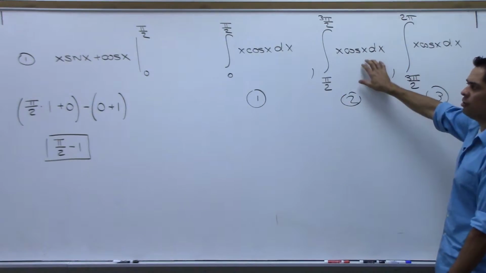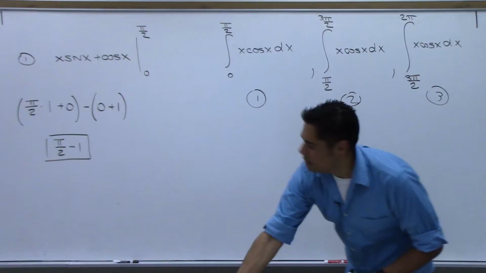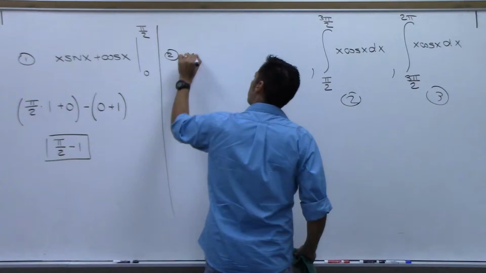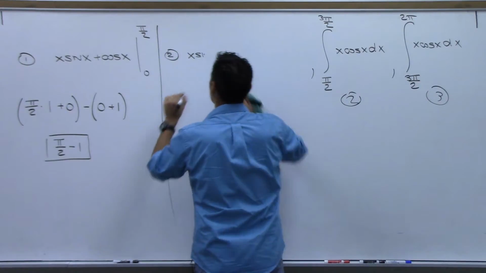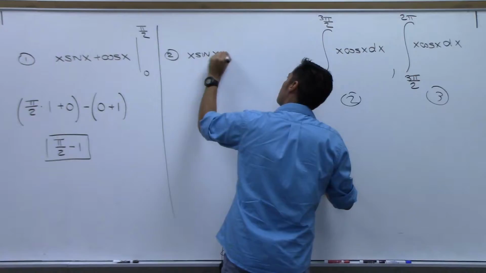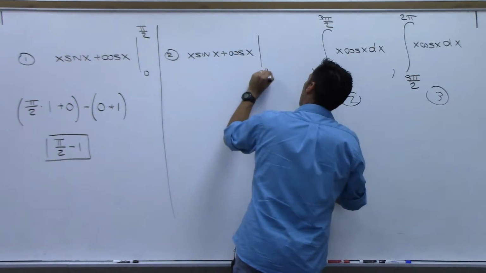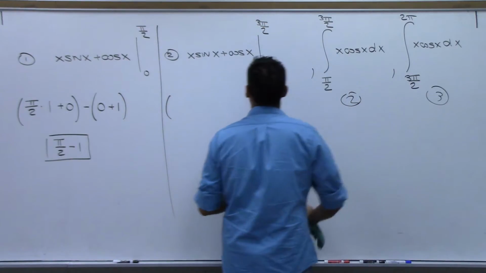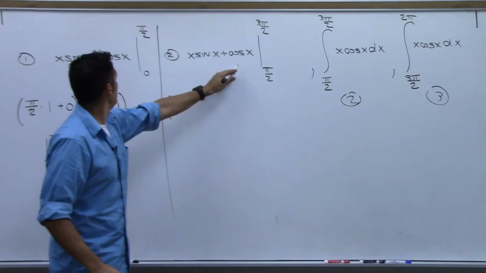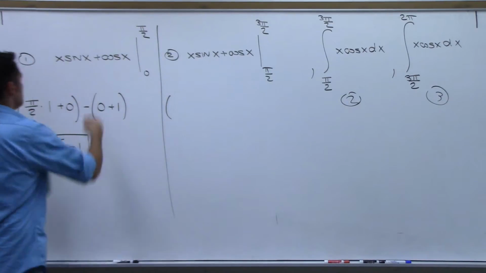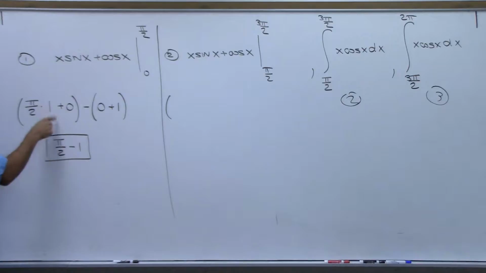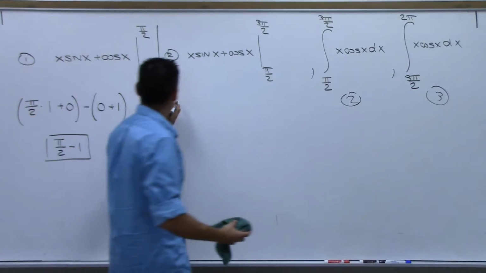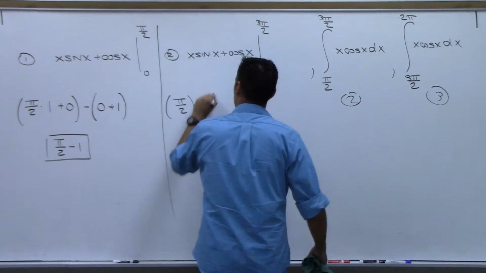Now let's do this one. Sorry, we did that one. Let's do 2. So for 2, it's the same antiderivative: sine x plus cosine x. This time pi over 2 to 3 pi over 2. So I'm going to plug in pi over 2 in here. Didn't we just do that? What happened when we plugged pi over 2 into this? We did it right here, didn't we? We got this, wasn't it that first piece? So it's going to be pi over 2. We know that already. This piece will be different, right?